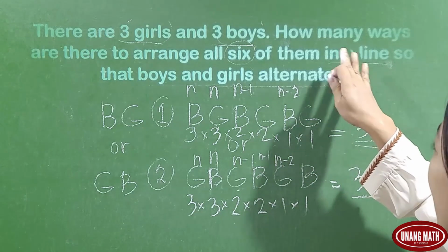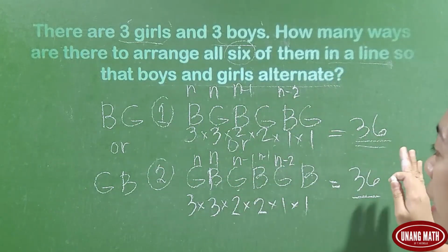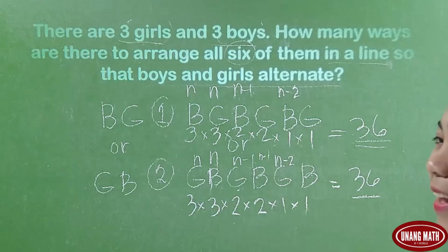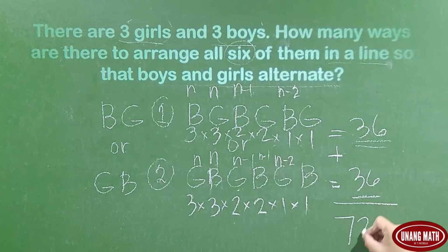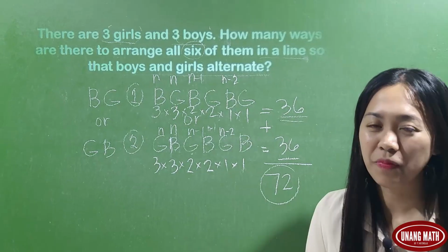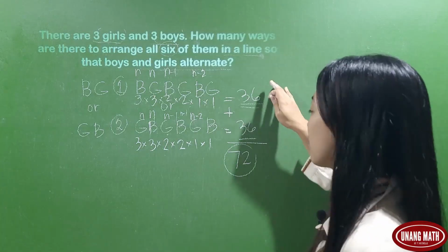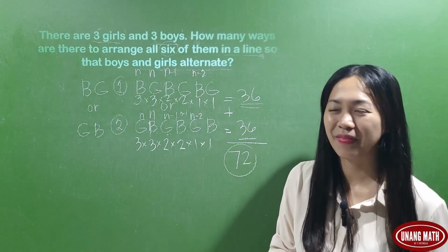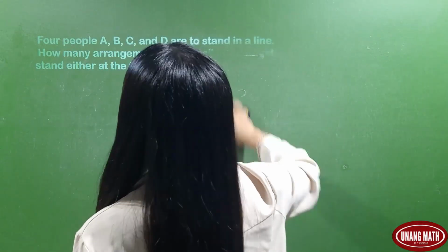This time, to find the total ways or the total outcomes, since this condition and this condition didn't happen at the same time, we need to add these outcomes. So this is equal to 72. So the total possible outcomes in this problem is 72. Okay, moving on to our last question.